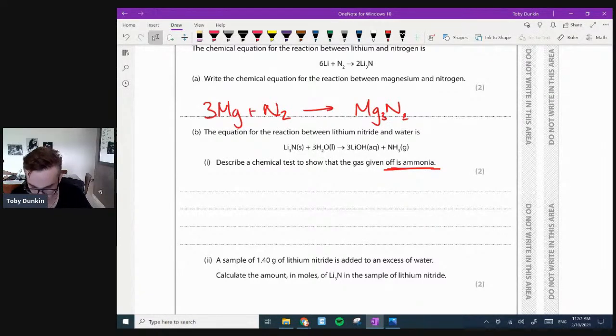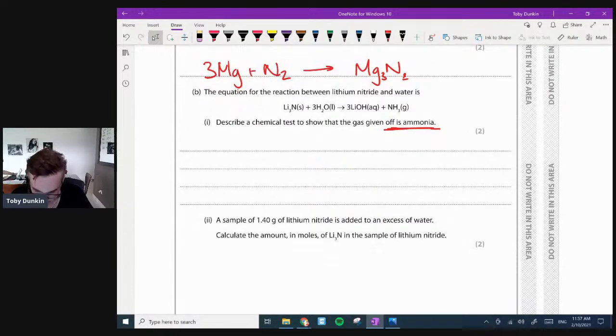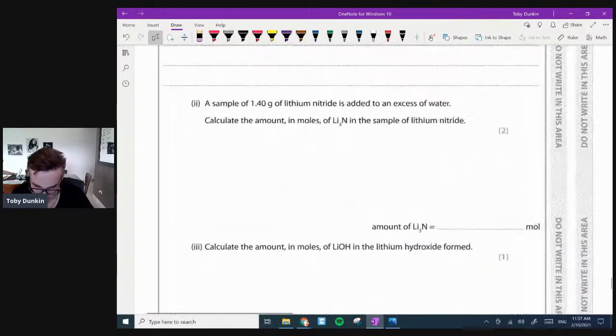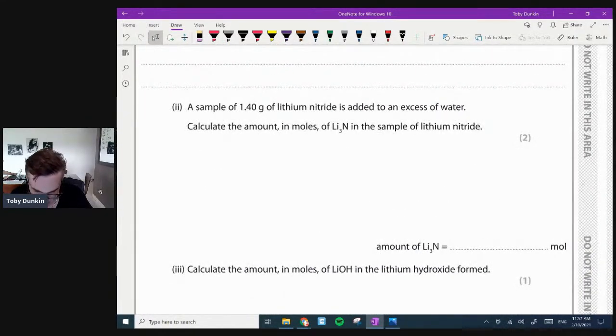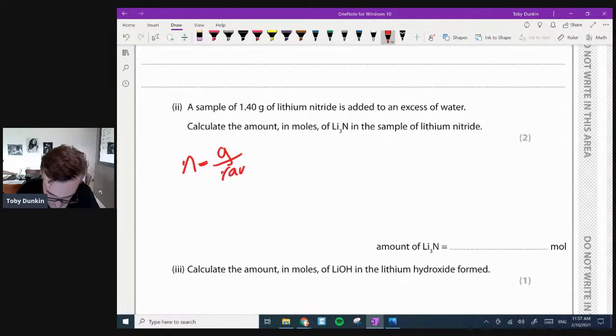So two tests there you can use, but damp red litmus paper turns blue. Perfect. A sample of 1.4 g of lithium nitride is added to excess water. Calculate the number of moles: moles is grams over Mr.